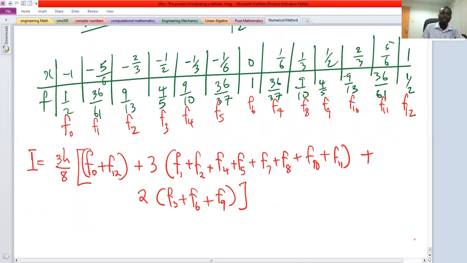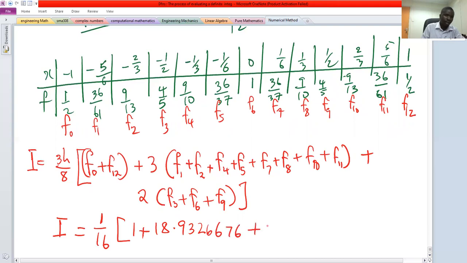And if you input all these values, this integral I will simplify to 1/16 into (1 plus 18.9326676 plus 26/5). Here 26/5 is the value for the end ordinates and the other is for the middle terms, which on simplification is 1.570791725.